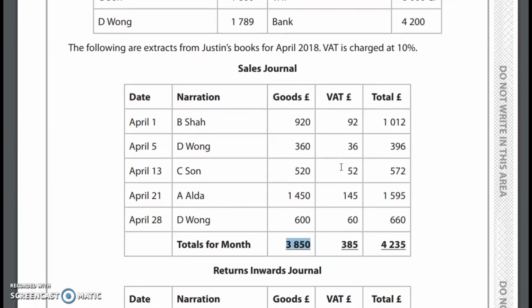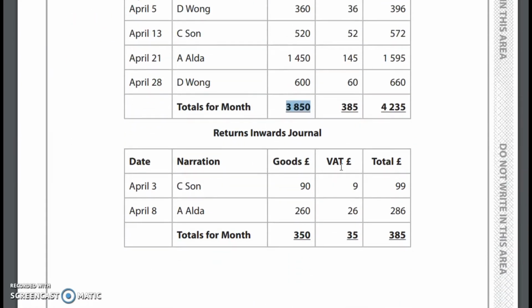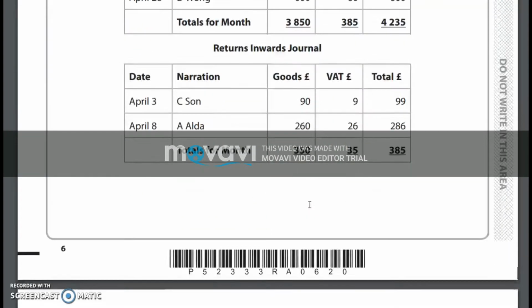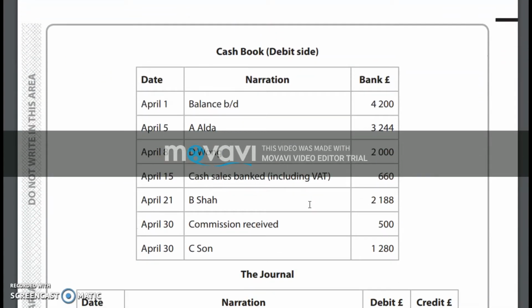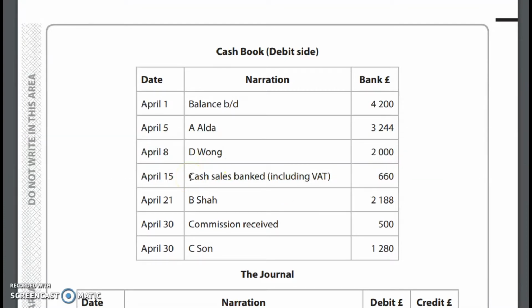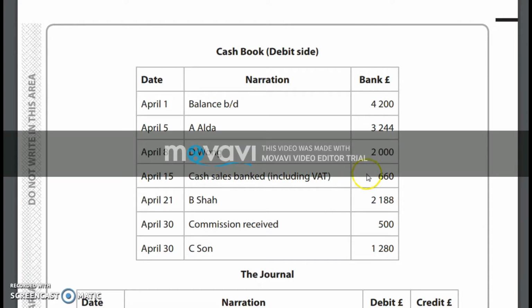Then, after recording the sales journal total, we take the return inwards. Return inwards is actually not recorded in the sales account, therefore it's not a problem to us. Next, we consider the cash book. The sales transaction related here is the cash sale, because sales include both credit sales and cash sales. The sales journal only records credit sales, but the cash book records cash sales. So therefore, the cash sales banked, including VAT, is 660.